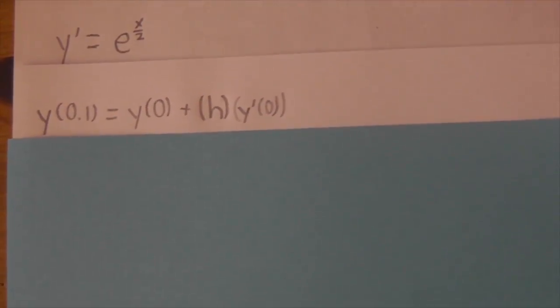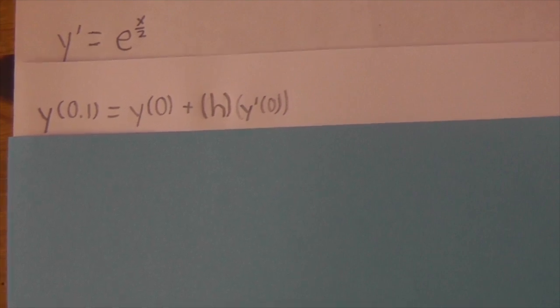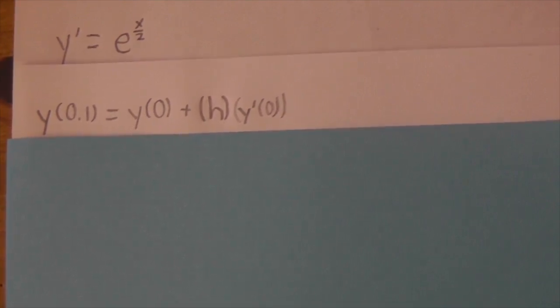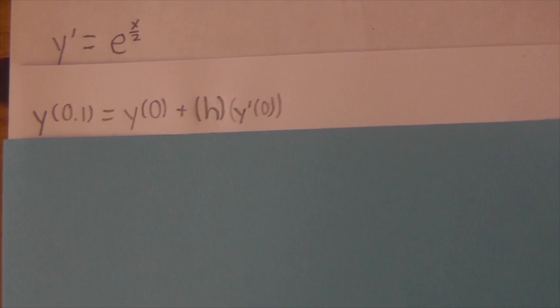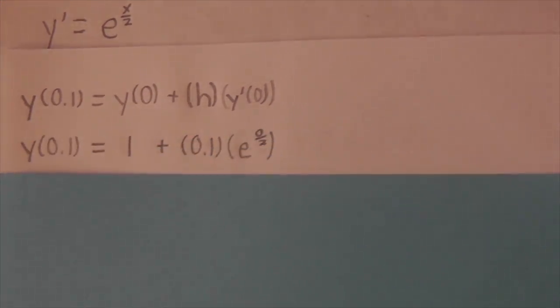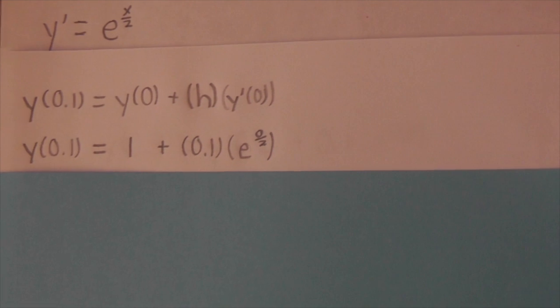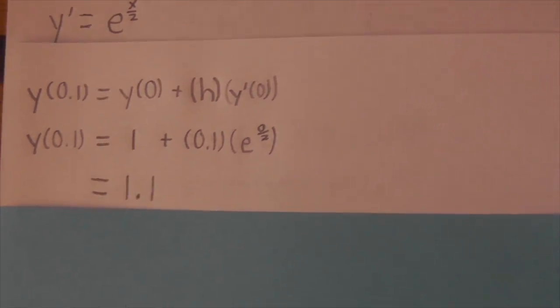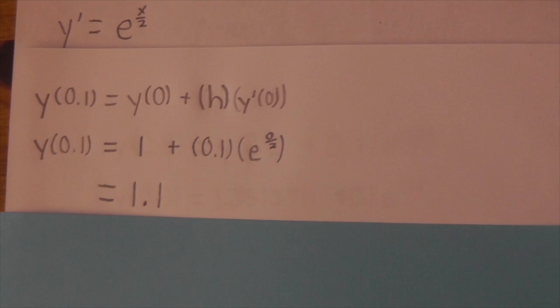To calculate y of 0.1, we set up our equation as the y value of the previous term, y of 0, plus h, the step size, in this case 0.1, times y prime at the previous point, so y prime of 0 in this case. We can now plug in values and rewrite the equation. And we solve and get a final answer of 1.1.